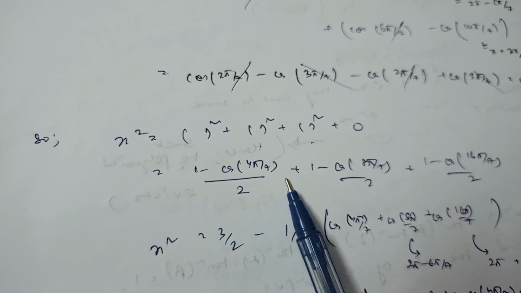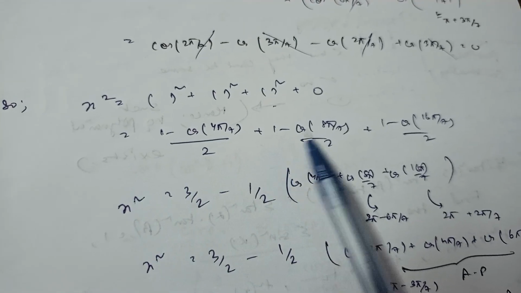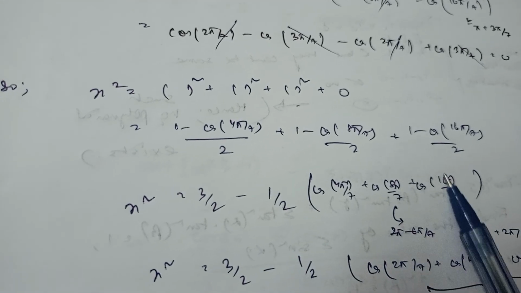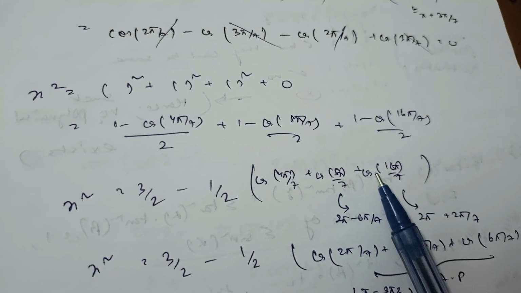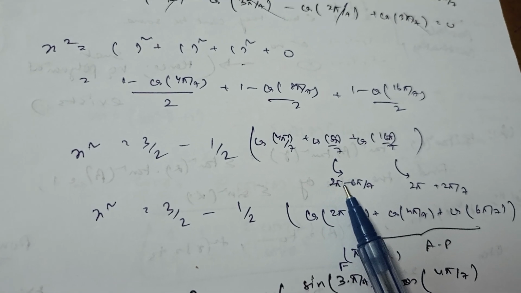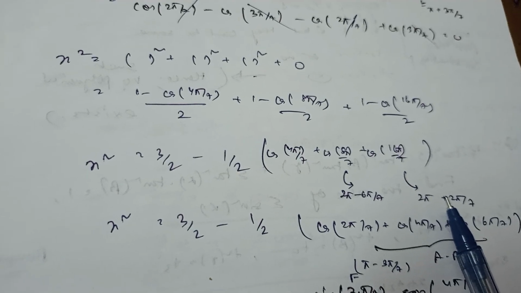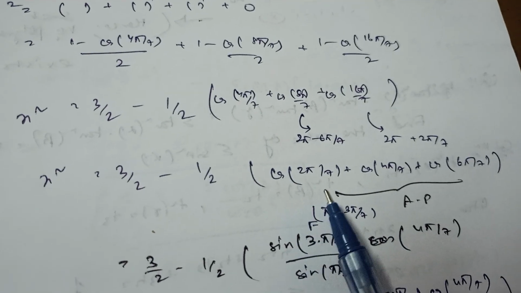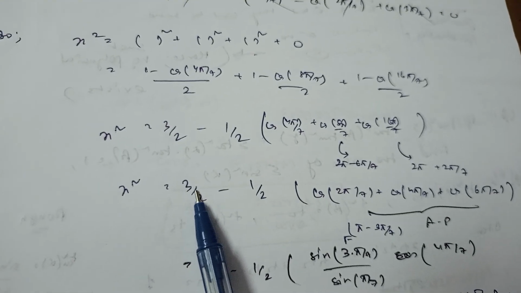So writing it as 1 minus cos 2 theta by 2 for all of it, and then half becomes 3 by 2, and if we take away common half from all these cosine terms, we get minus half times cos of 4 pi by 7 plus 8 pi by 7 plus 16 pi by 7, all are cosine terms. And then again we simplify it, 2 pi minus 6 pi by 7, and this 2 pi plus 2 pi by 7. After doing it, we will clearly find it's an AP of cos 2 pi by 7 plus cos 4 pi by 7 plus cos 6 pi by 7, and here will be 3 by 2.